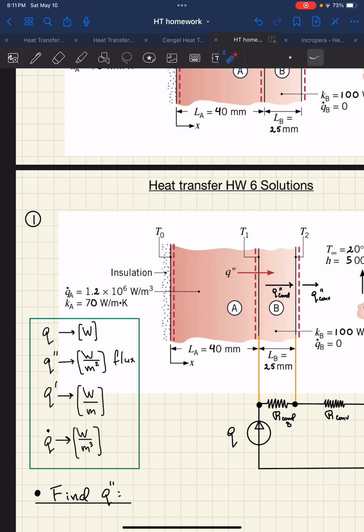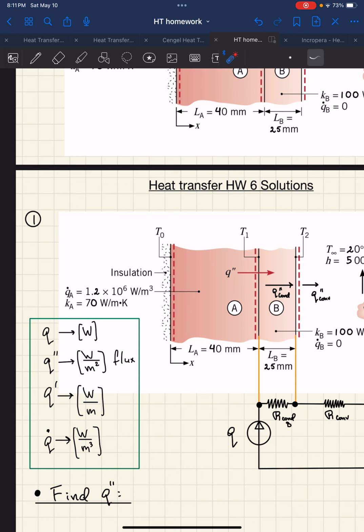So if you take a look here, q by itself is power, it's watts. Another very common unit that's used in heat transfer is flux. Now flux, Incropera notates it as q double prime. q double prime is basically units of watts per meter squared. So that's called flux, or rate of heat flux is another way that it's referred to.